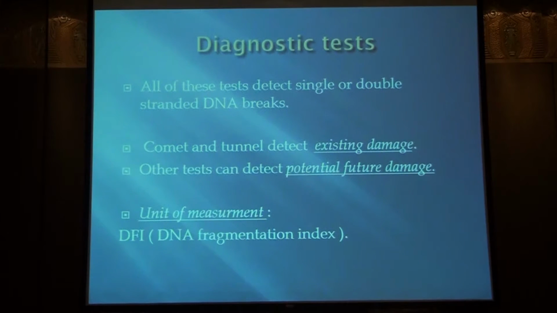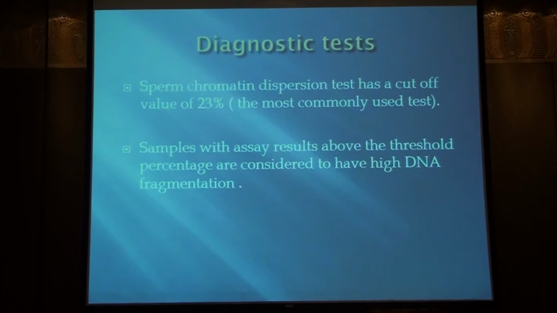All of these tests detect single or double-stranded DNA breaks. COMET and TUNEL detect existing damage, while other tests can detect the potential future damage. The unit of measurement of DNA fragmentation is the DFI, or DNA fragmentation index. The sperm chromatin dispersion test has a cutoff value of 23%, which is the most commonly used test. Samples with assay results above the threshold percentage are considered to have high DNA fragmentation.